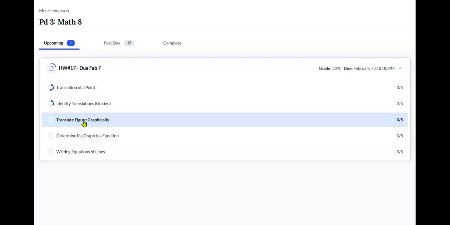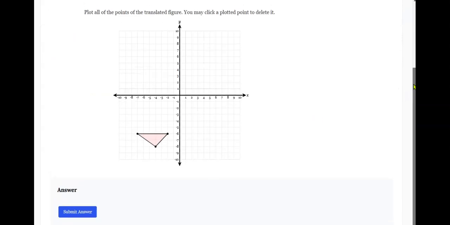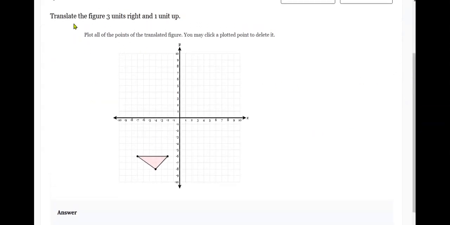Let's try the next section. Now you're going to translate the figure graphically yourself. Now that we're understanding the movements, we're going to click the points where the new shape should be. Translate the figure 3 units to the right and 1 unit up. That means I need to move all 3 of these points 3 units to the right and then 1 unit up. Every point. So take your cursor, choose a point to start with, and then move that point 3 units to the right, 1, 2, 3, and 1 unit up and click.